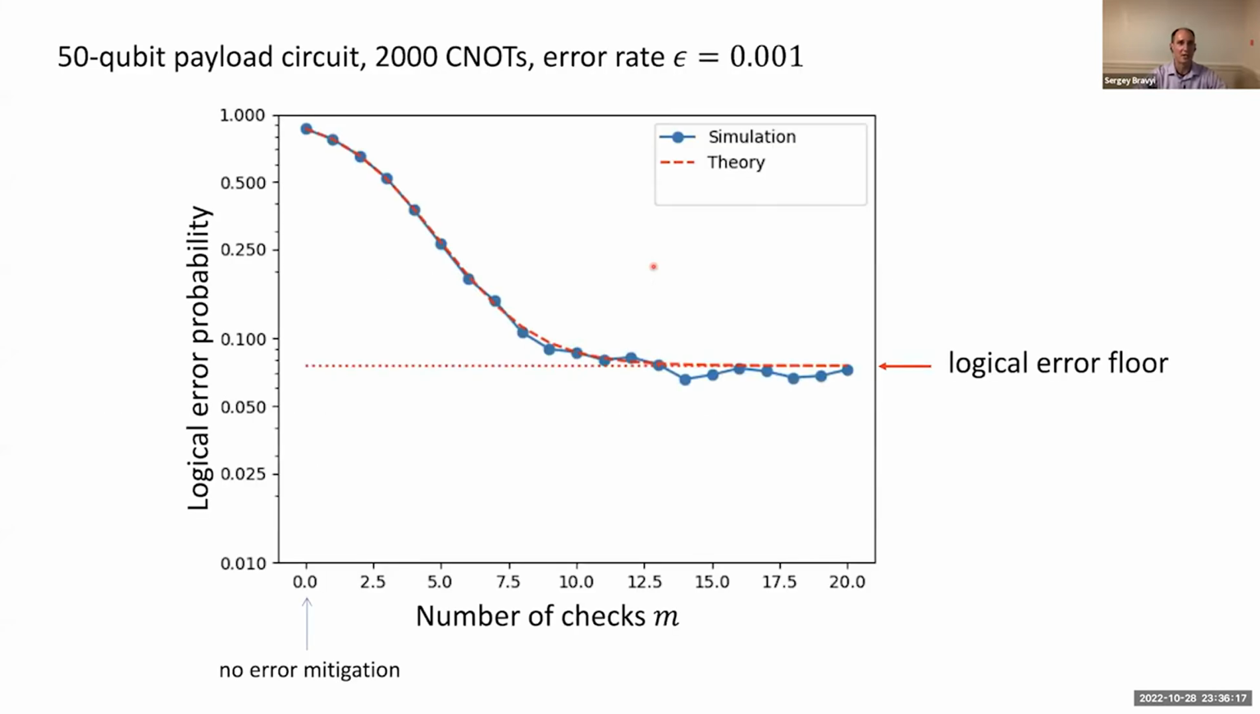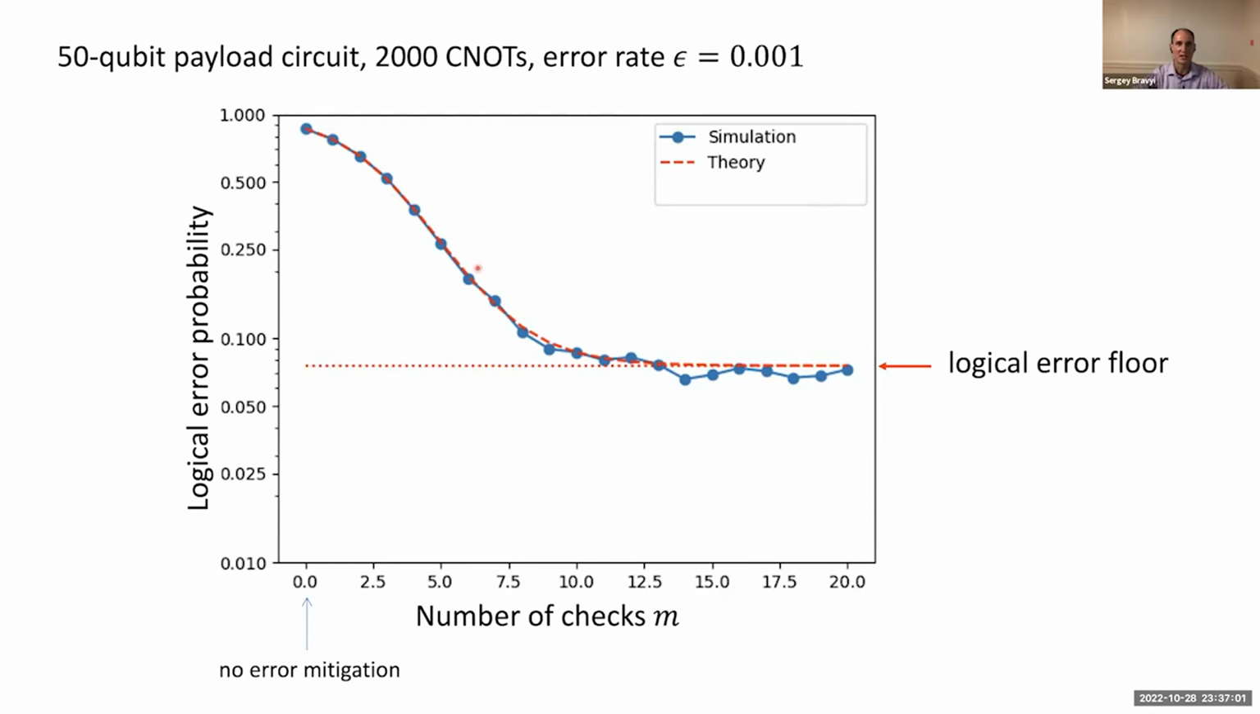And here I show a comparison between numerical simulations and predictions of our Markov chain model. Here we look at randomly generated Clifford circuits on 50 qubits with 2000 CNOTs. Error rate is 0.1%. So if we don't do any error mitigation, the number of checks is 0. Then the logical error probability is close to 100%. So the circuit output is complete garbage.